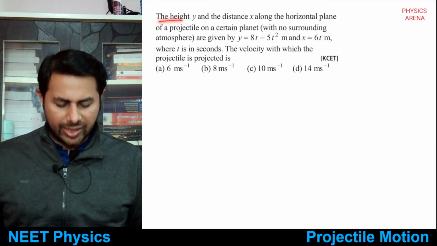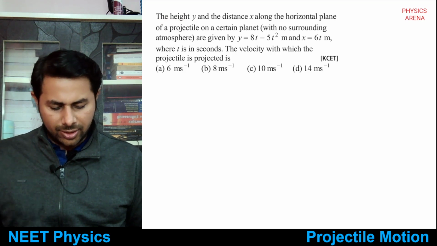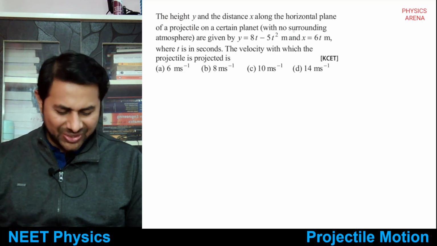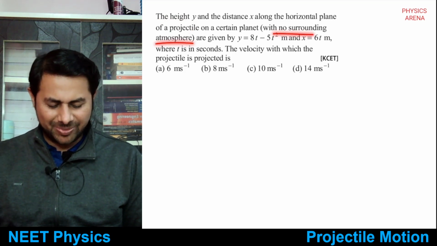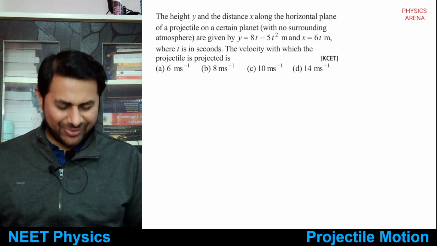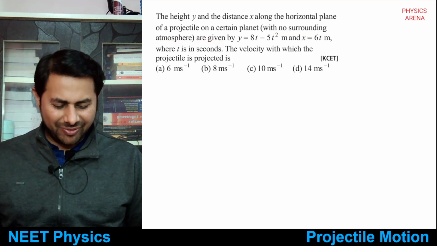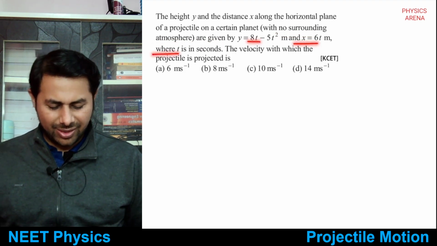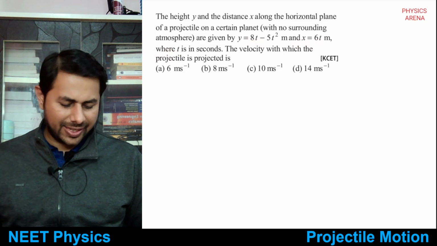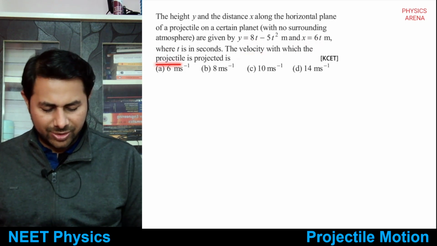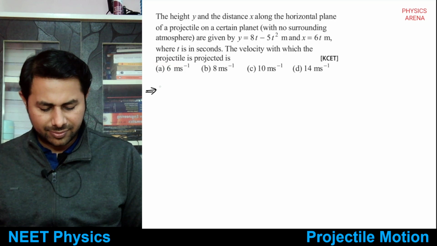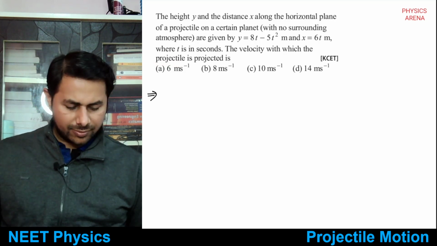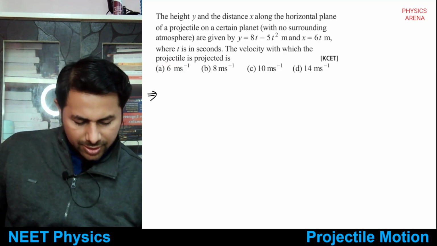The height y and the distance x along the horizontal plane of a projectile on a certain planet with no surrounding atmosphere are given by y equals 8t minus 5t square and x equals 6t, where t is in seconds. The velocity with which the projectile is projected is. Okay, now you tell me what to do. This is a little good question.